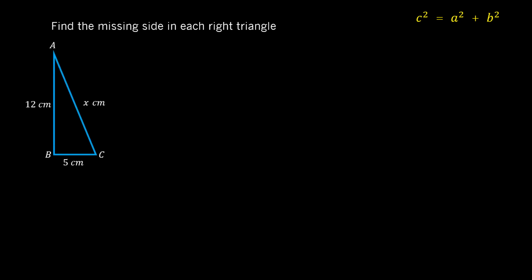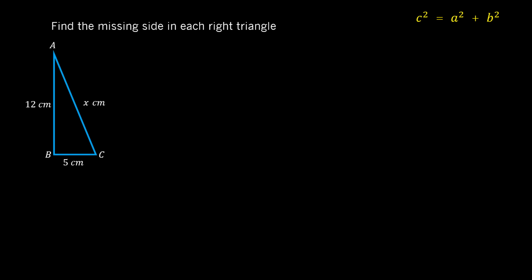Okay, we will explain this in this example. Find the missing side in each right angle triangle by using the Pythagoras theorem. C power 2, which is the hypotenuse, equals A power 2, which is the first leg or the altitude, plus B power 2, which is the second leg or the base side. So we have this right angle triangle. The altitude side is 12 centimeters, the base side is 5 centimeters, but the hypotenuse side we denote by x centimeters.